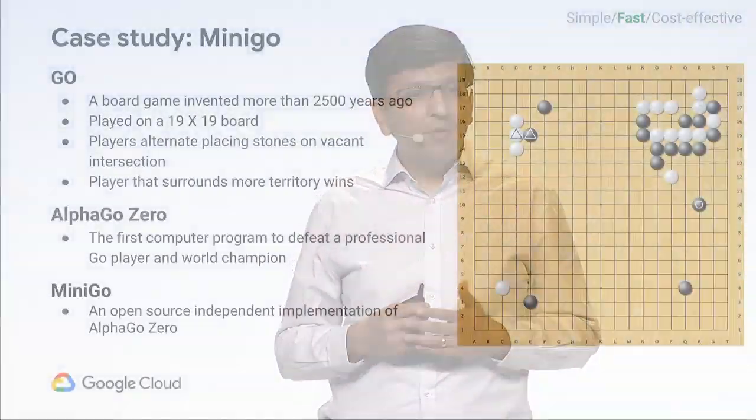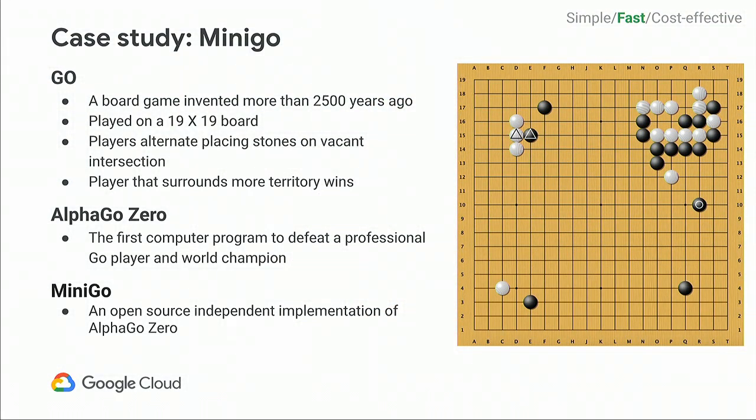Now let's look at a real-world example. What would be a better example than a software program that defeated world champions and professional Go players? This was a historical milestone in the history of artificial intelligence when a software program defeated world champions. So for those who are familiar with Go, Go is a strategy board game which was invented more than 2,500 years ago, and ever since it has captivated the human mind.